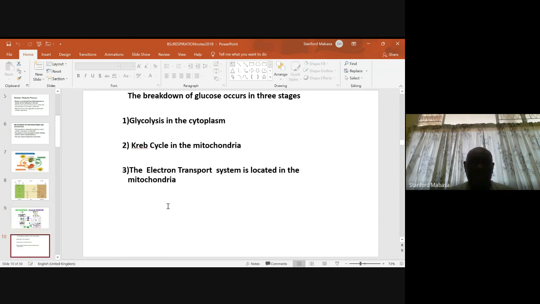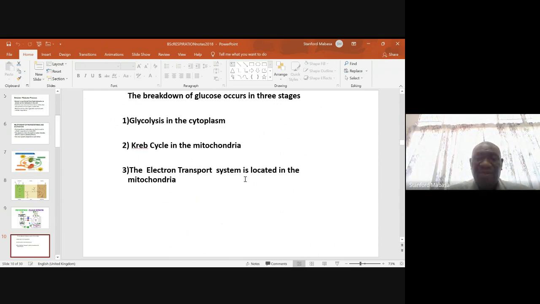So the breakdown of glucose occurs in 3 stages. Number 1, glycolysis in the cytoplasm, Krebs cycle in the mitochondria, then the electron transport system, which is located in the mitochondria. So these are the 3 areas we are going to focus on.